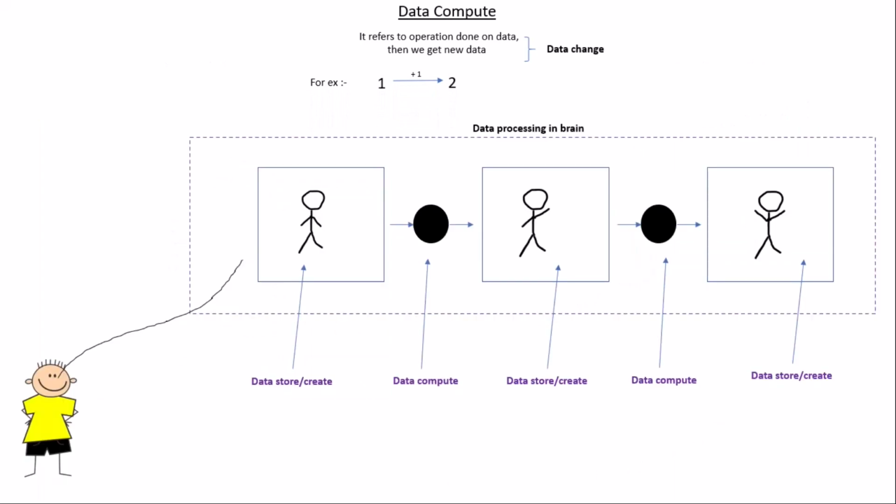This is how we observe data in real life. We process the data like that. We store the data, then again we compute the data inside the brain, then again we store, and again we compute the data. So the dance of data storing and data computation is called observation. I hope you understand.